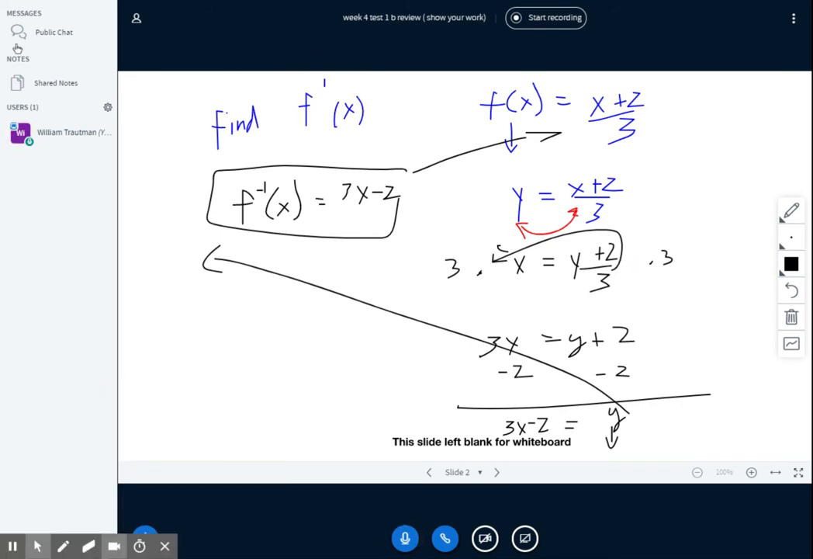Once again, there are 8 questions on this part of the test, on the show your work part of the test.